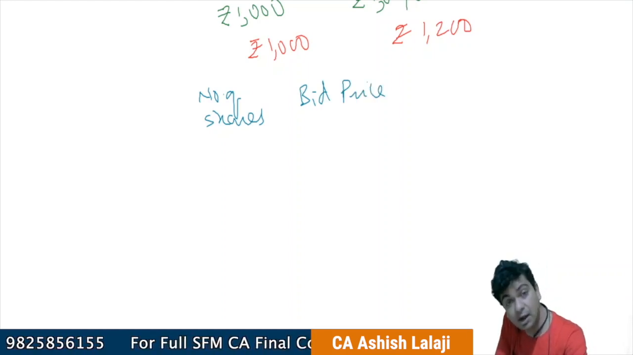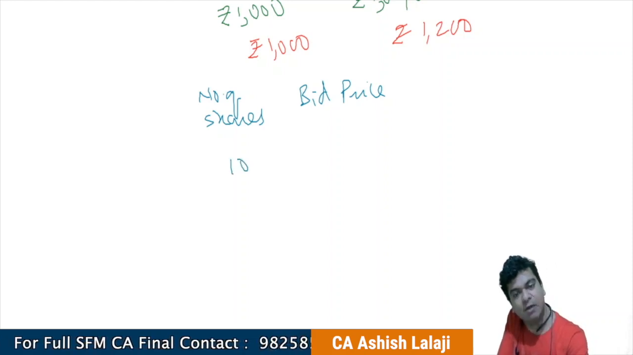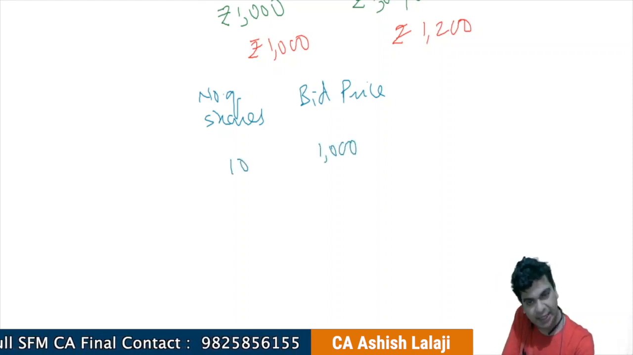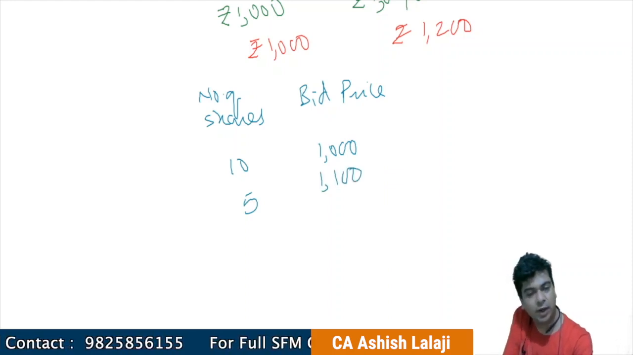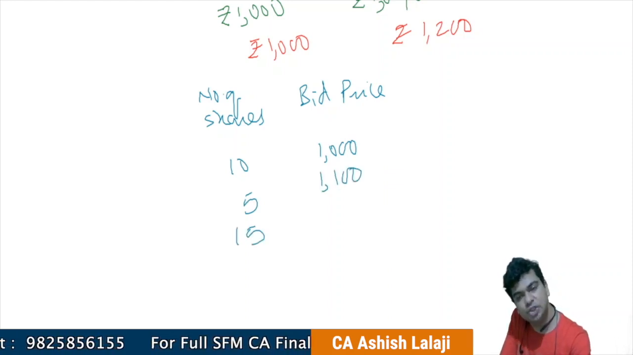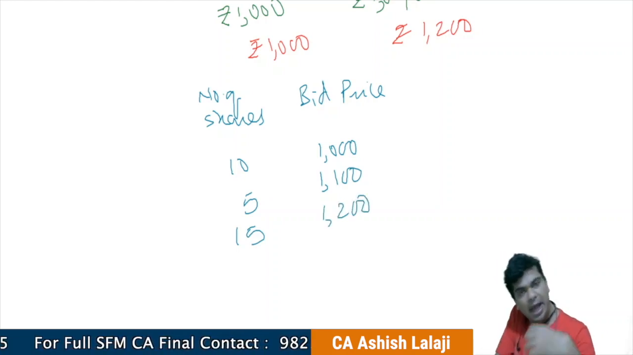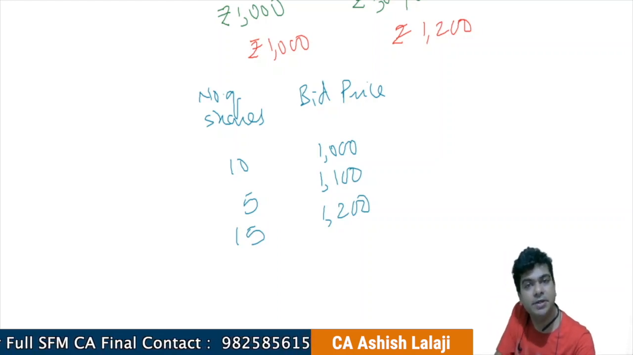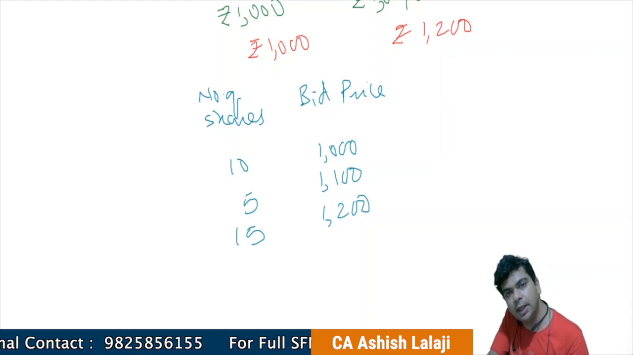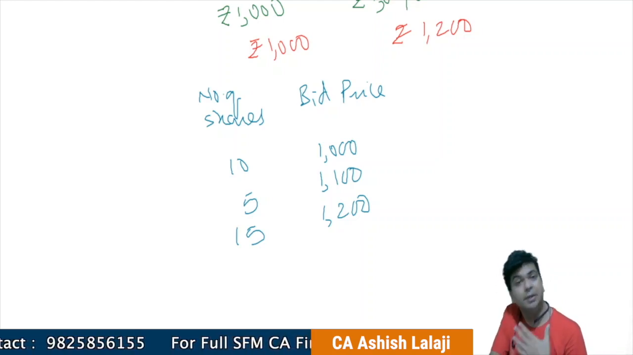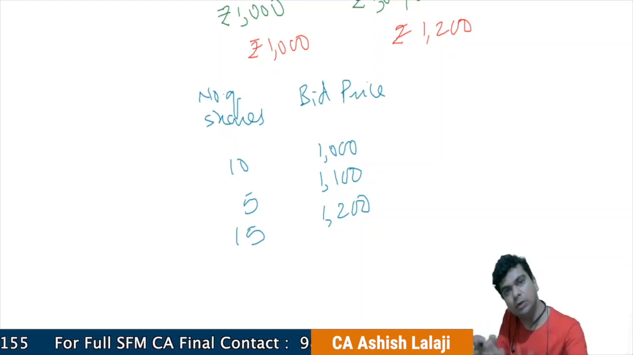I can put in my application form that 10 shares I want at 1,000. I can then say 5 shares I want at, let us say, 1,100. And I can also say that 15 shares is what I want to have at 1,200. So I can place different bids at different prices. This is how I can participate in the book building process. This is what I will do. This is what other investors will also do.